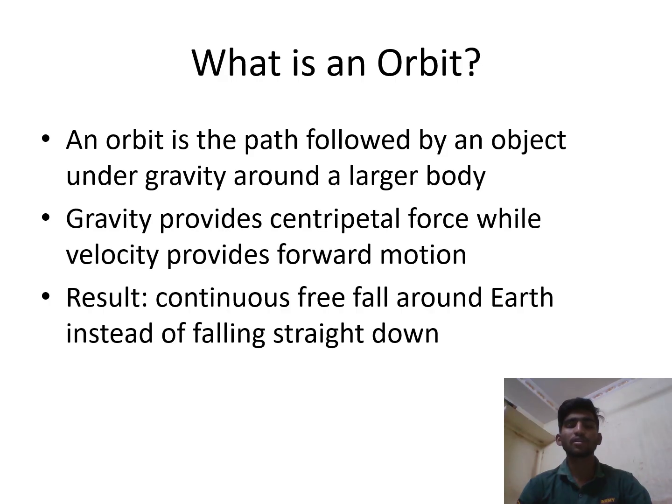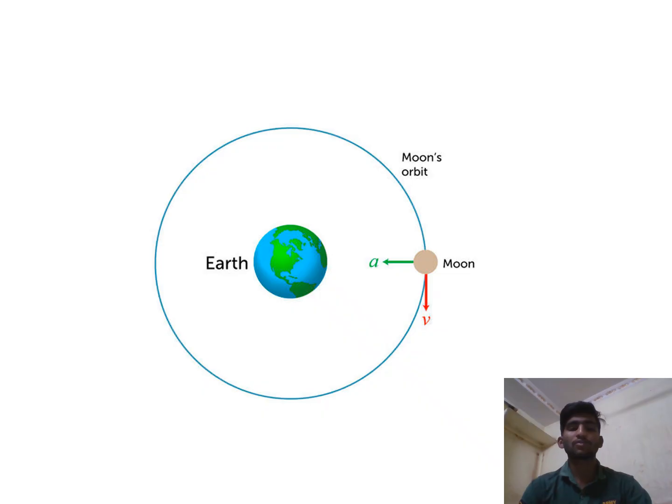For example, an orbit is a continuous free fall around the Earth instead of falling straight down. Look at this slide, we can clearly understand what I previously said. The Earth is in the center and the Moon revolves in one certain orbit, the Moon's orbit. With its acceleration and velocity, the Moon revolves around the Earth.